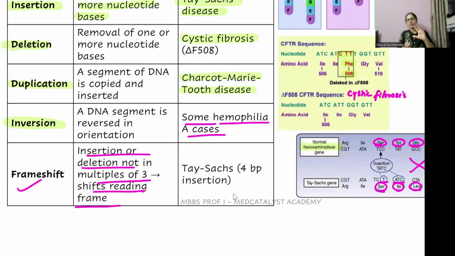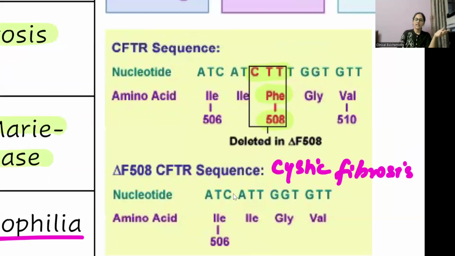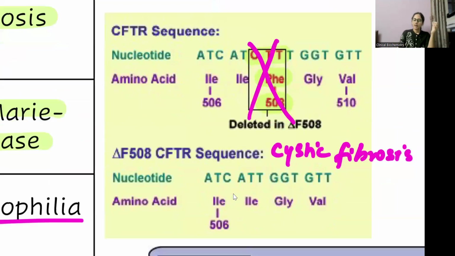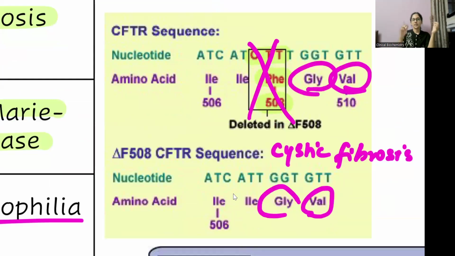Right? So when one codon alone is deleted, that codon alone will be abnormal, but the rest of the codons will be coding for the same amino acids. So that can go like that. Look at cystic fibrosis, only phenylalanine is not there, but the rest of the amino acids are the same. Glycine, valine, and the other things will be the same, even after this deletion.